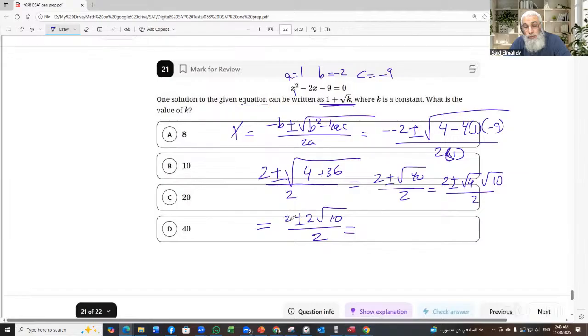We can divide 2 by 2 and divide this 2 by 2. 2 divided by 2 is 1, and 2 divided by 2 is 1, so it is root 10. So 1 plus root k means that k is equal to 10. The solution is 10.